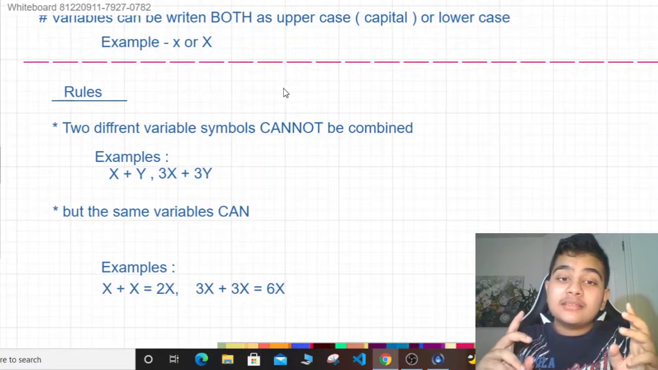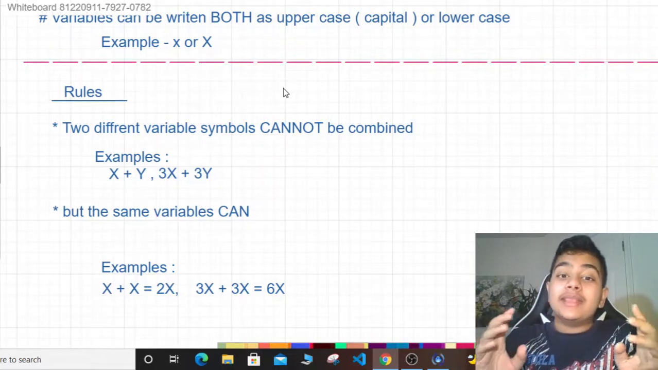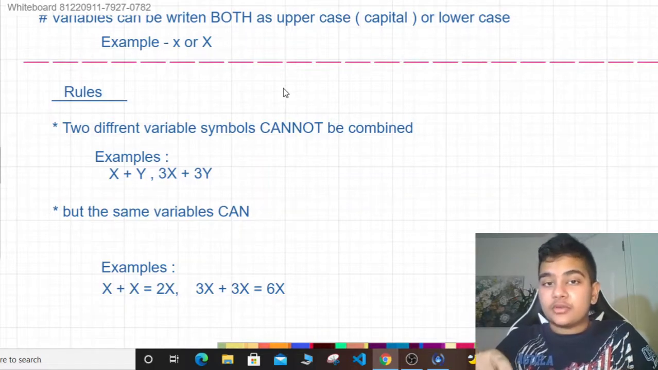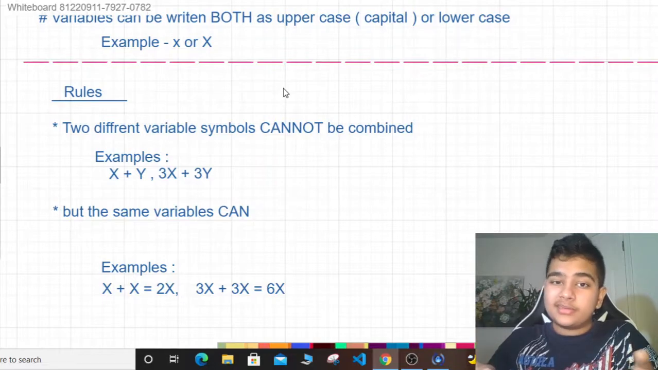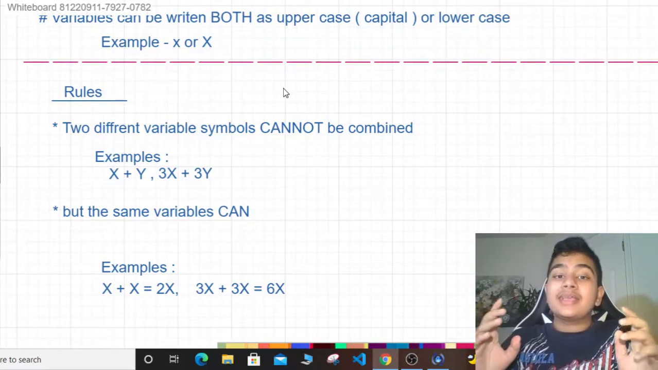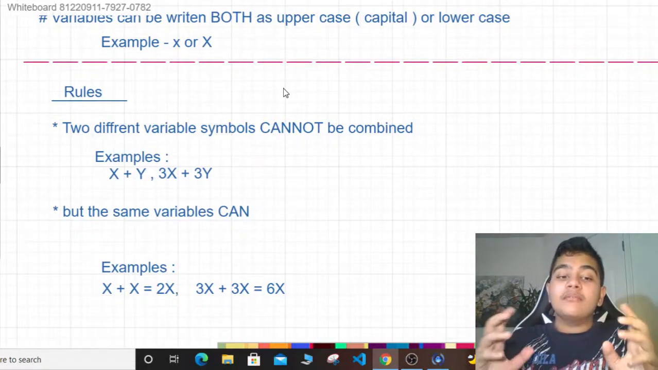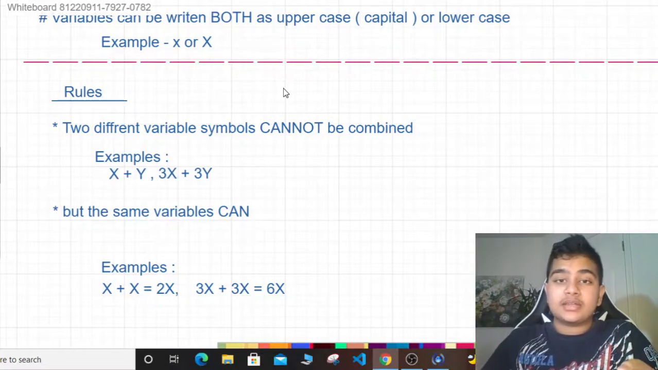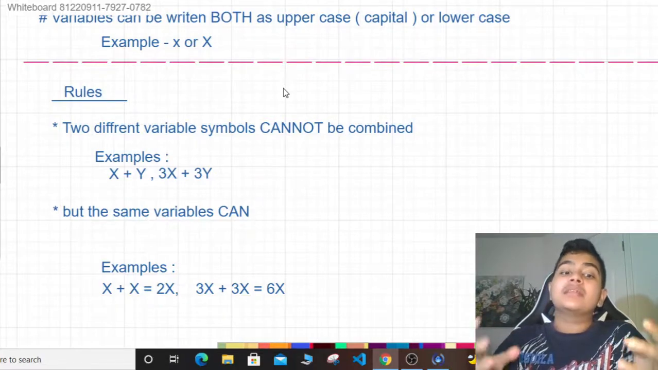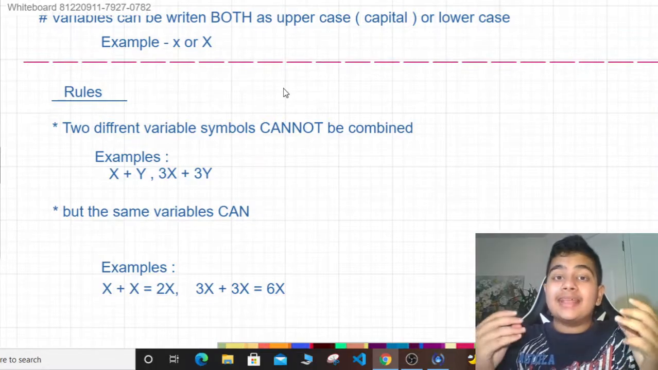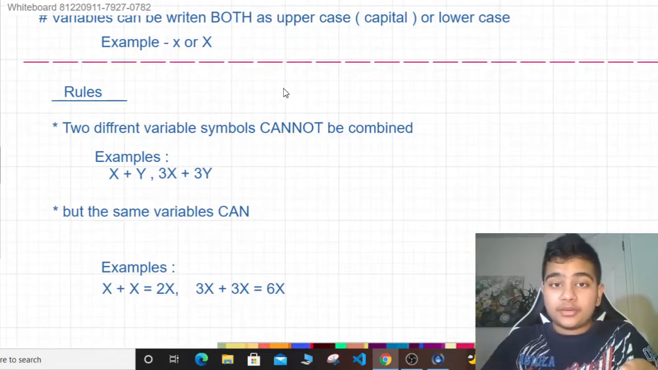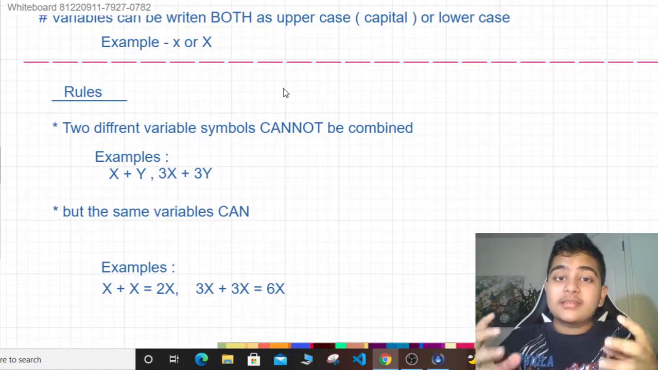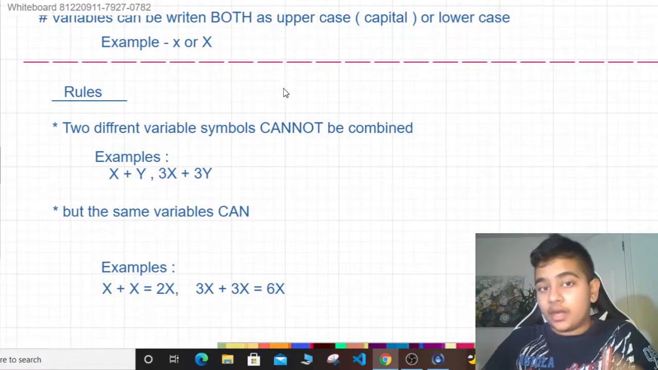But if they're the same variable or variable symbols, they can be combined together. x plus x equals 2x. As we said before, each x represents 1x, but we write the 1 as imaginary. So x plus x can happen because they're the same variable. Different variables cannot be combined together or divided or subtracted or added together, none of it. But the same variables can. And so can when it has numbers in front of it, like 3x plus 3x equals 6x. It can still happen because it's the same variable. The number doesn't matter, the variable matters.